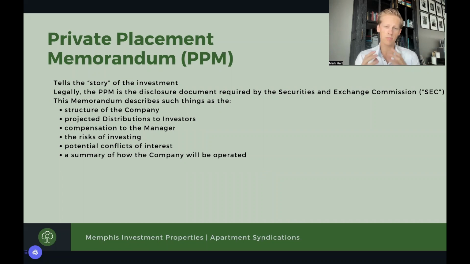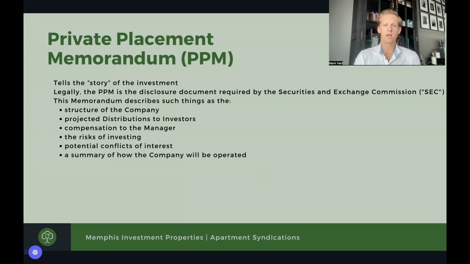So next up is, well, what are these legal documents that we're creating? And the first one and the most important one is the private placement memorandum. It also goes by a PPM. This document will tell the story of the overall investment. This is probably one of the most important documents for you to be able to become a master of.